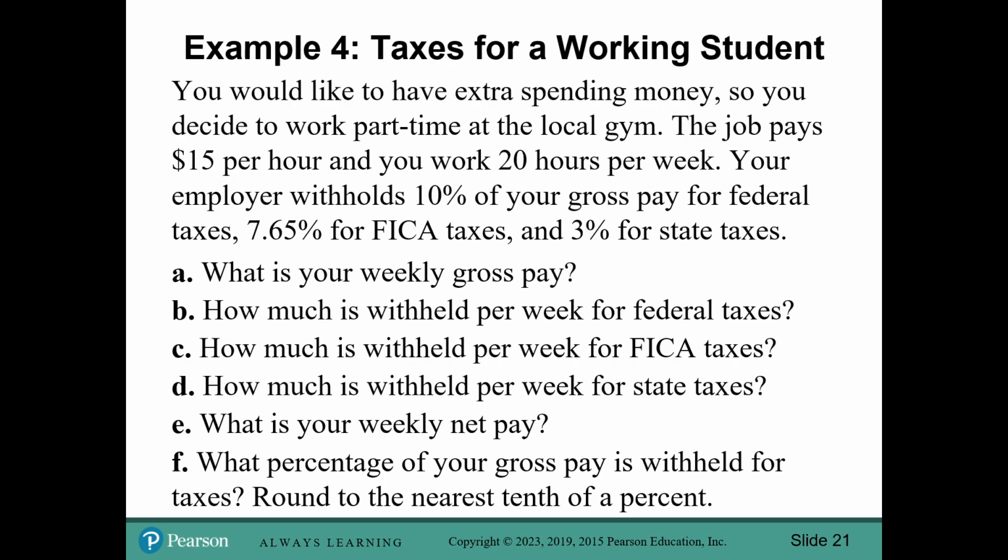Alright, example 4, taxes for a working student. Okay, so this should be relatable. If you would like to have extra spending money, you decide to work a part-time job at a local gym. The job pays $15 per hour and you work 20 hours per week. Your employer withholds 10% of your gross pay for federal taxes, 7.65% for FICA taxes, and 3% for state taxes. What is your weekly gross pay?